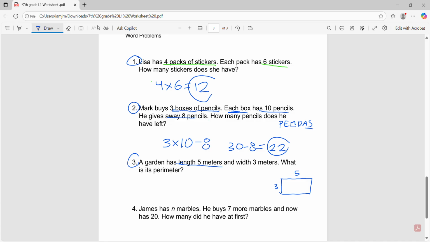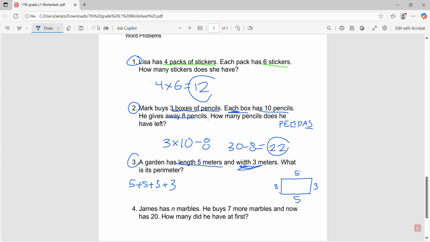So we have information that the length is 5 meters and the width is 3. So let's draw that out so it's easier to understand. 5, 5, 3, 3. What is this perimeter? We could write it simply, putting 5 plus 5 plus 3 plus 3. But that's boring, okay? That's 6th grade level. Gotta go up to 7th grade.